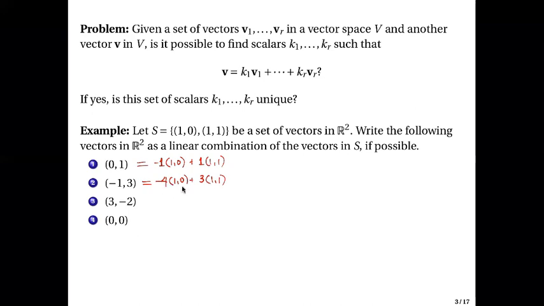And this combination will give us -1, 3. So -4 times the vector 1, 0 plus 3 times 1, 1. And again, there will be no other combination that will give us -1, 3.